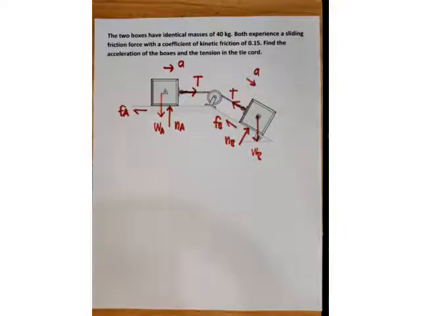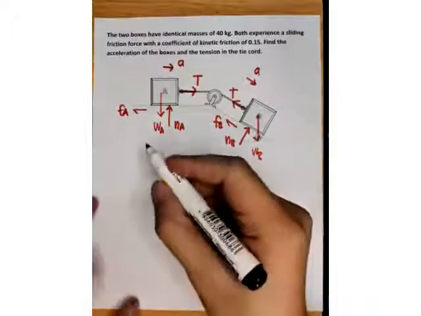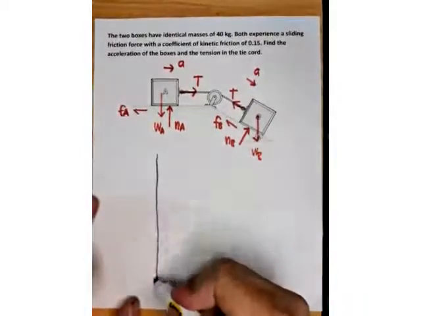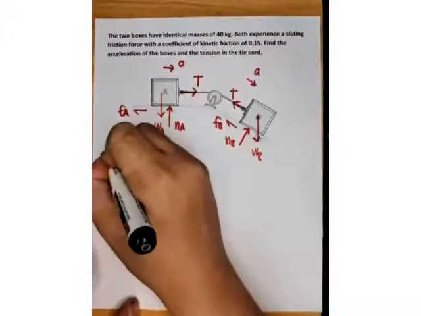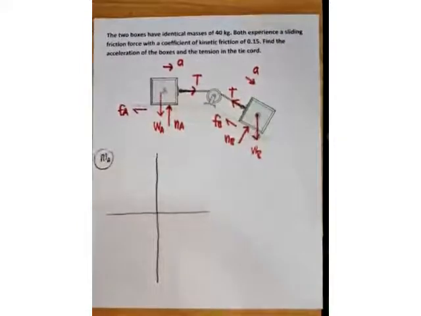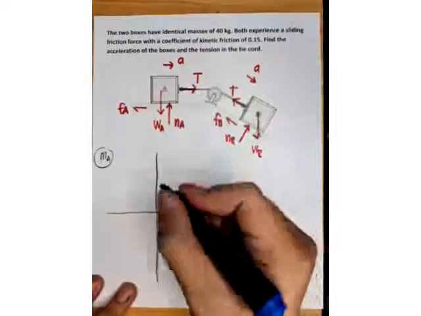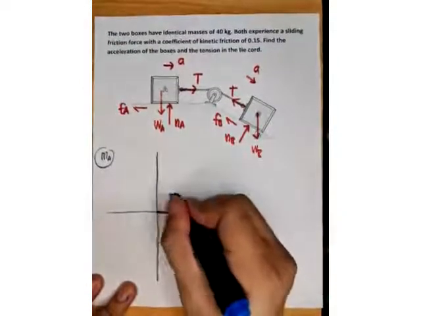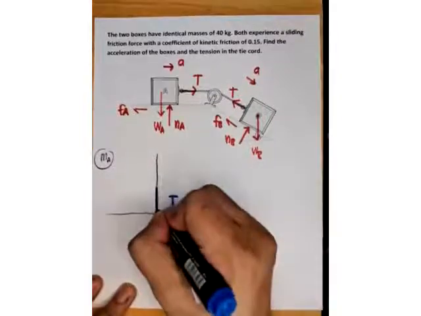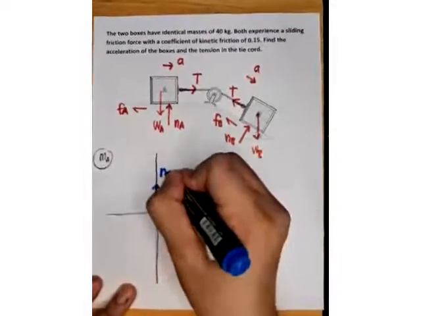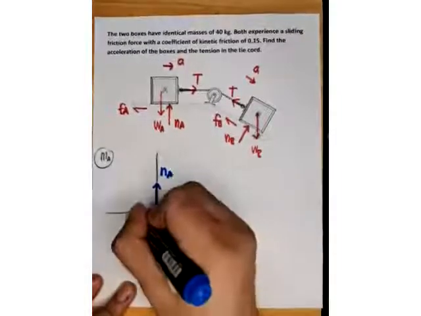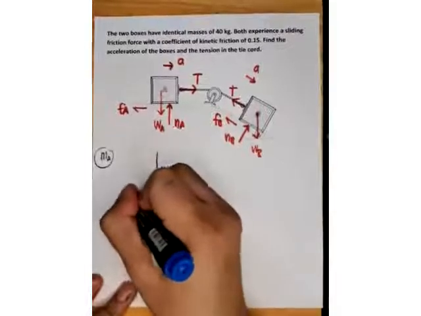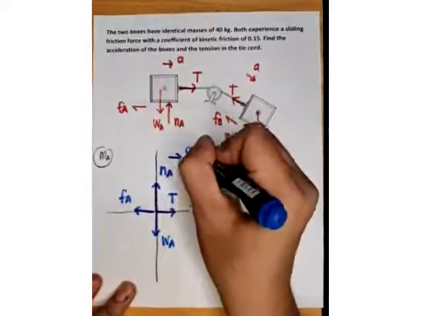Okay, let's begin with our FBD. So, ang FBD natin. Okay, so let's have it as mass A. Mass A muna. So, what are the forces acting on mass A? So, we have the tension. And then we have the normal force. We have the weight. And then we have the frictional force. And acceleration is in this direction.